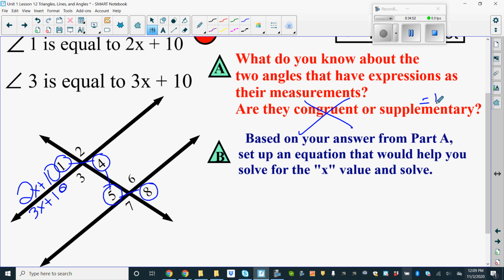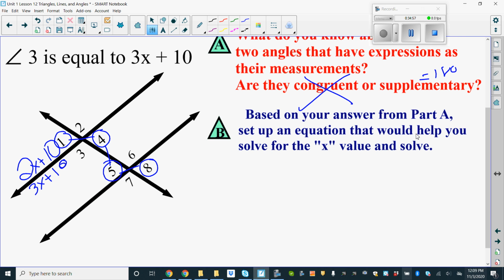So that means they are going to create a straight line, which you see here, and they equal 180 degrees. So you're going to take their expressions, 2x plus 10, add it up with the other one, 3x plus 10, and set them equal to 180. You have to now combine your like terms on the same side of the equal sign. So 2x plus 3x is 5x. Then we have a 10 and a 10 is plus 20 equals 180.